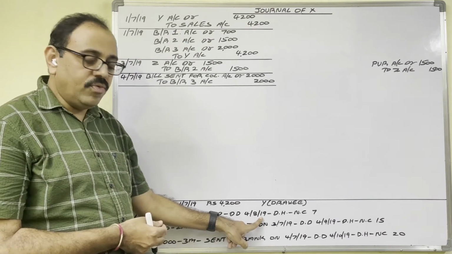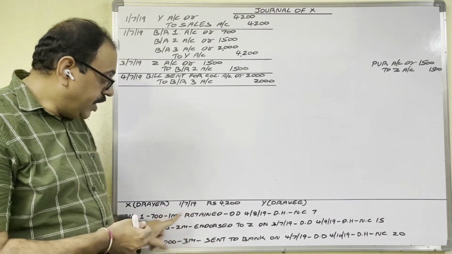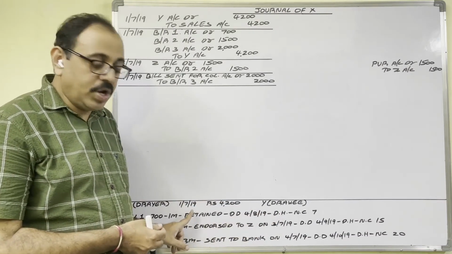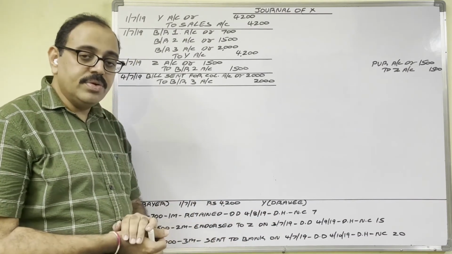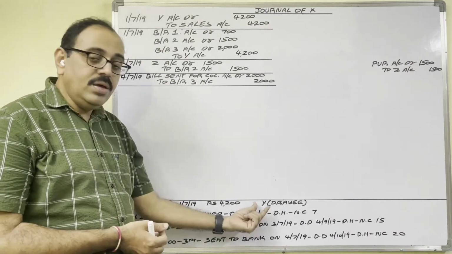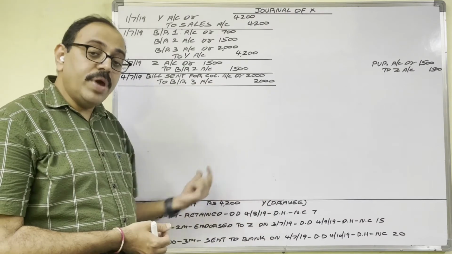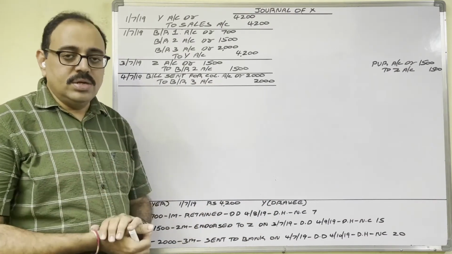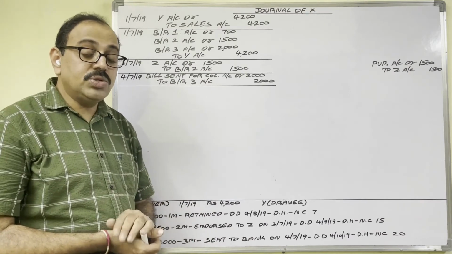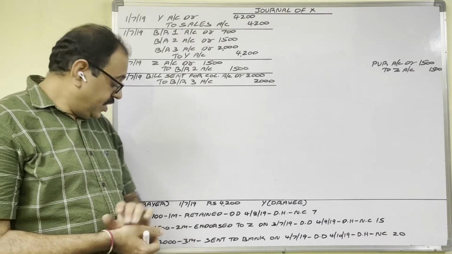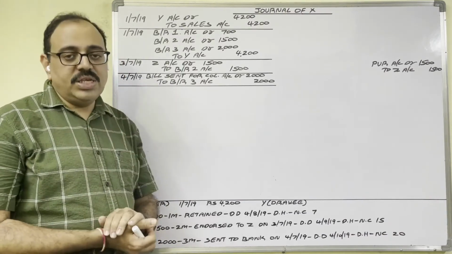On that day, what happened to this first bill? It was dishonored. So the bill is with us because the first bill is retained, no? The bill is with the drawer. The drawer went to the drawee, but the drawee failed to pay the money. If he pays the bill amount, it is called honor. He failed to pay the bill. So this is known as dishonor. The bill is dishonored.